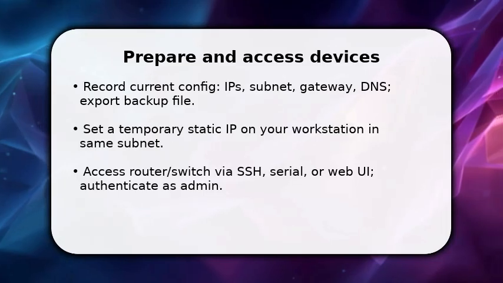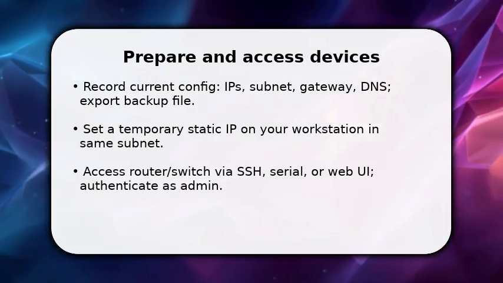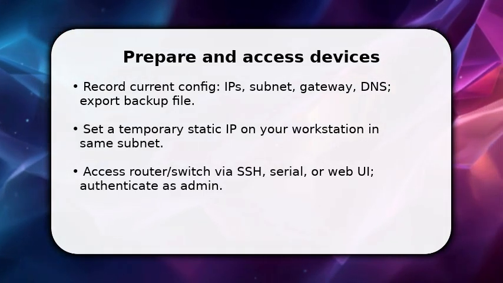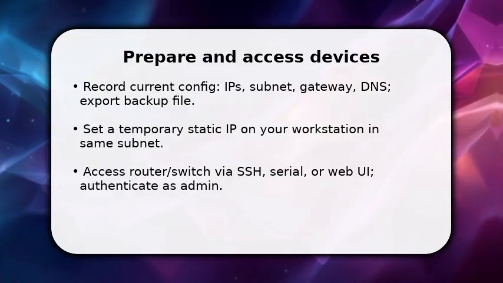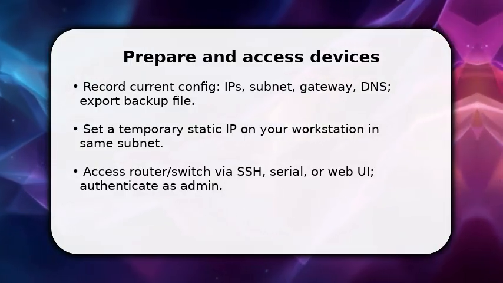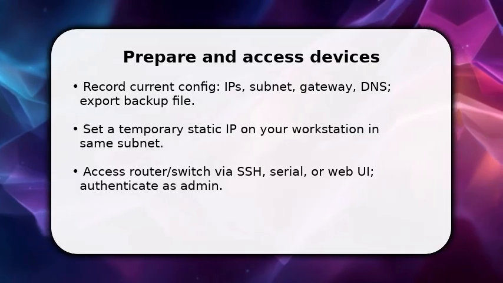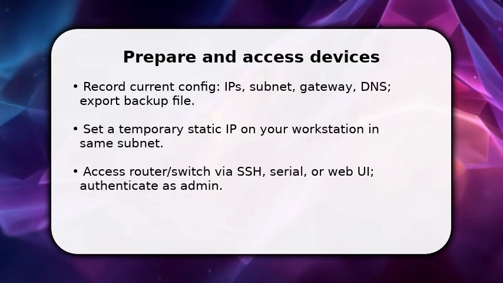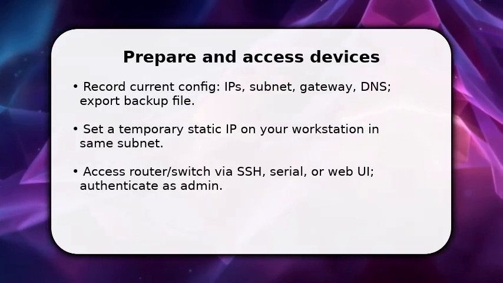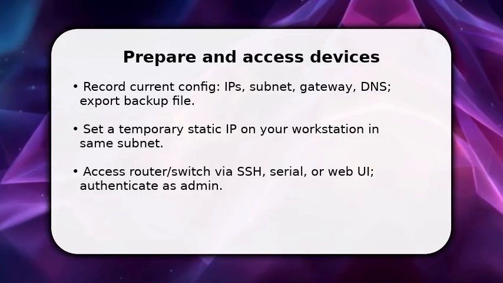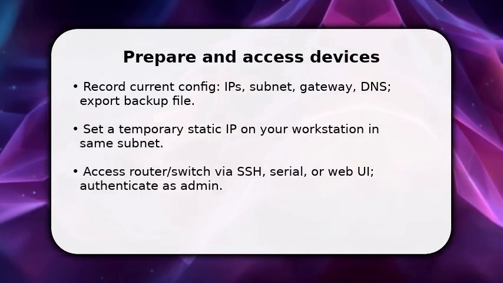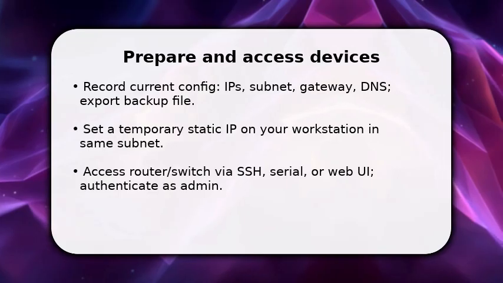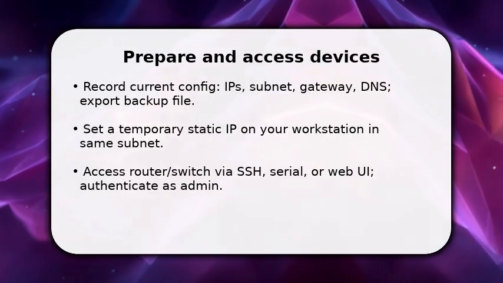Enjoy the video. You start by capturing the current state so you can restore if needed. Once done, set a temporary static IP on your workstation to avoid losing access. Next, log into the target device using SSH, Serial Console, or the web interface and export the running configuration to a backup file. Make sure to note the interface names and current routes. These values are what you will change deliberately in the next steps.